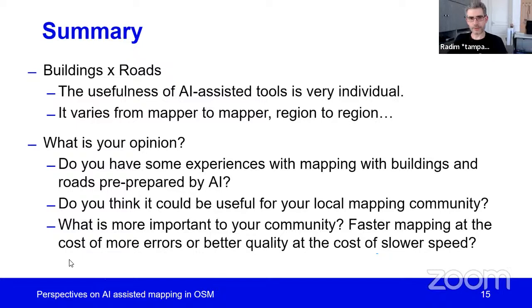So, as you can see, we have different results in the case of buildings and roads. Probably it means that there are differences between mappers, between various groups of mappers, between various regions.